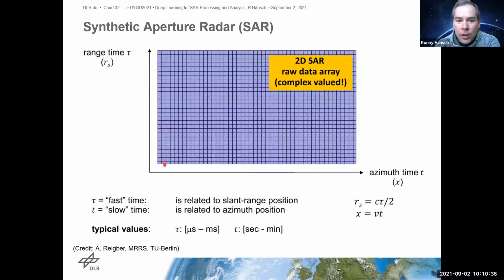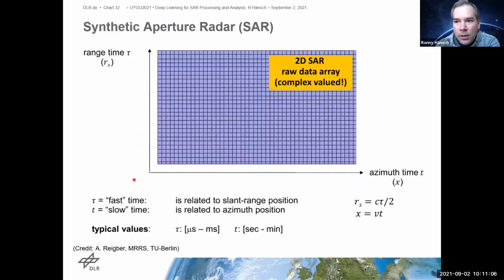So how is the SAR image structured? Well, it's a 2D array, right? It's an image. But in every pixel, we have a complex value because what the sensor is acquiring is not just the intensity of the echo, but also the phase of the sent out microwave. And then we have something that we call fast time and slow time. The fast time is in this direction. This is the so-called range direction, so the direction in which the SAR sensor is looking.